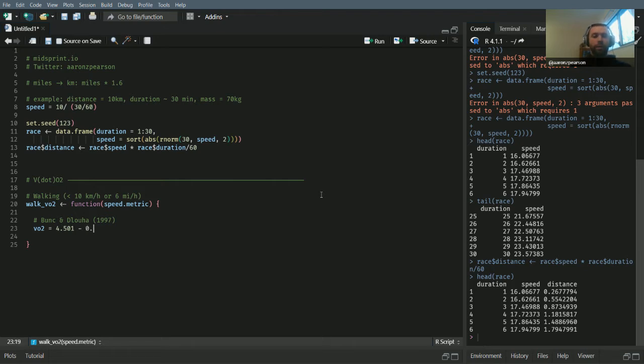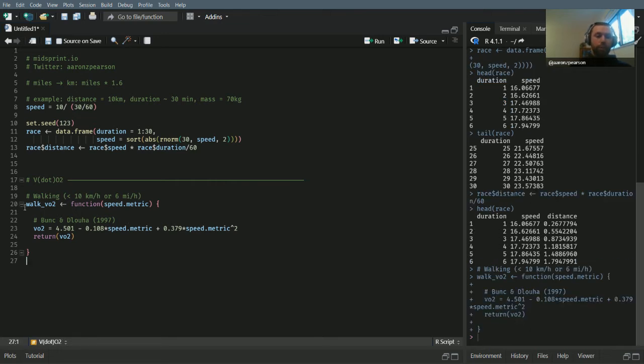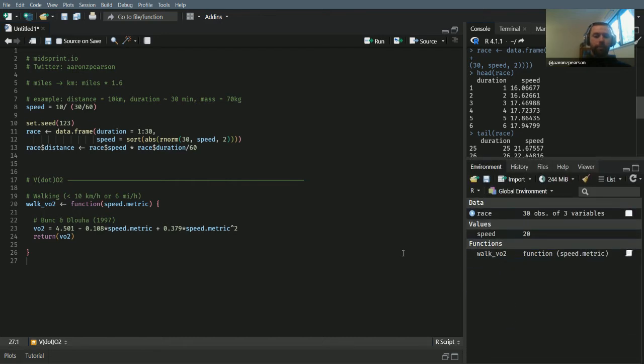So 4.501 minus 0.108 times speed in metric plus, and this is a quadratic, so we have 0.379 times, and this has to be squared, metric squared. And what we want is the VO2 value returned. And as always, you hit enter up here, or control enter, and we have this now saved in our environment right there as a function.